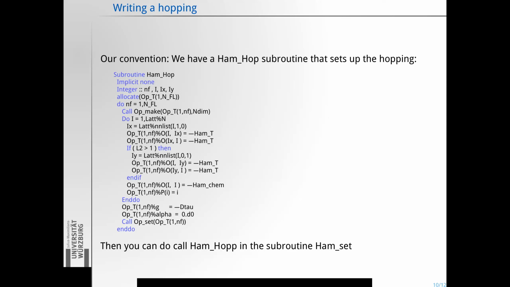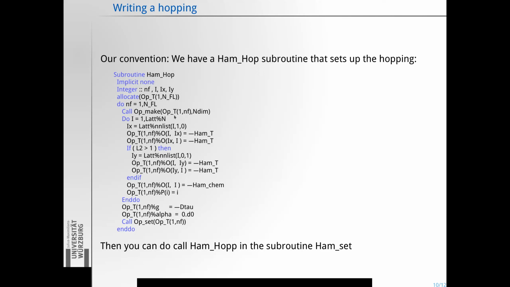We do have certain conventions for specifying a hopping, so usually you move that to a separate subroutine. In our case, it's called something like ham hop for setting up the hopping matrix. Here I've taken up the example of the two-dimensional lattice. First, you have to allocate the array, so that Fortran knows that you want to allocate space there. It has the number of flavors, and it's only a single one for the Hubbard model without checkerboard decomposition. It's only a single matrix. That's why the size of the array is 1 times n flavor.